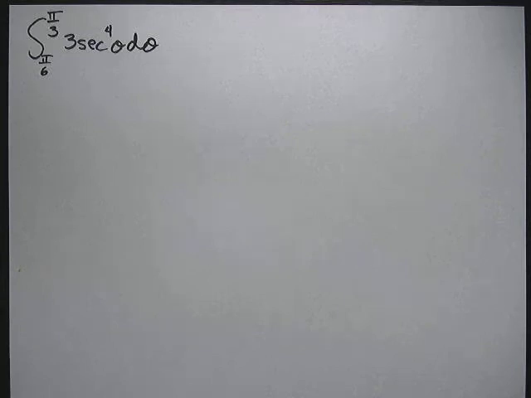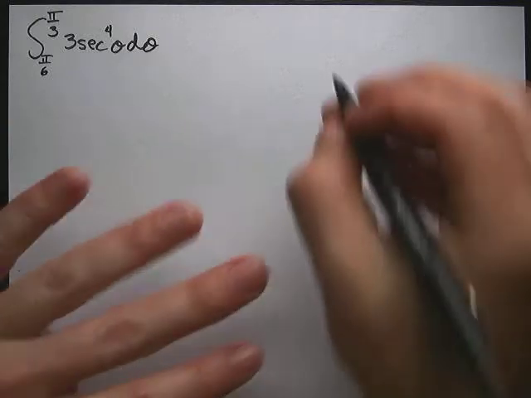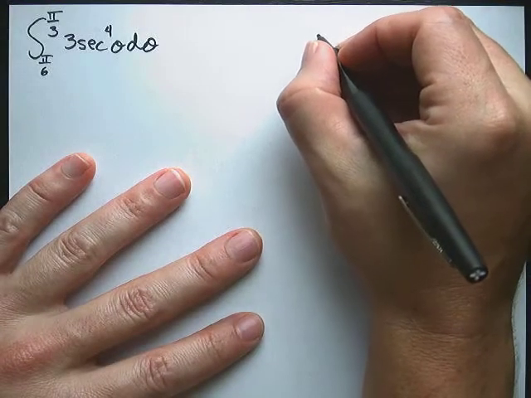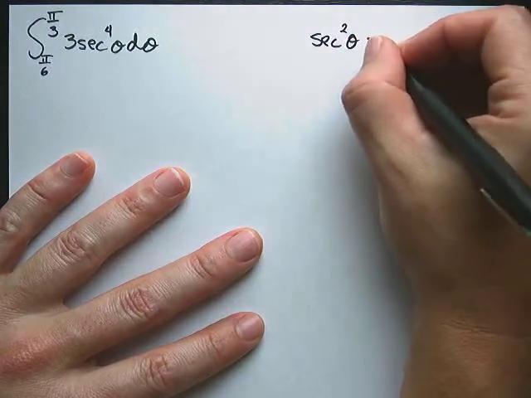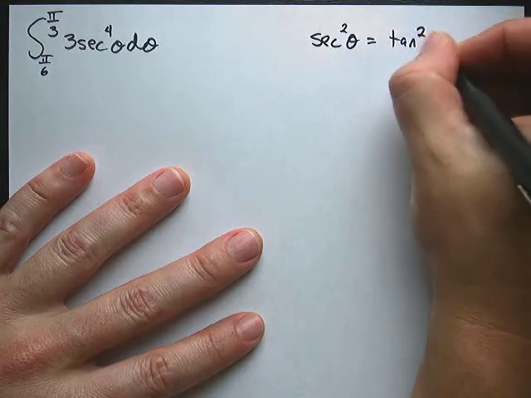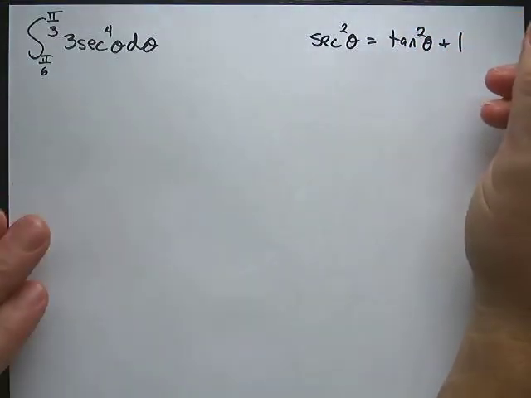In this problem, we have the integral from pi over 6 to pi over 3 of 3 secant to the fourth power theta d theta. Okay, so what we're going to do on this problem first is use the trig identity that says that secant squared theta is equal to tangent squared theta plus 1.